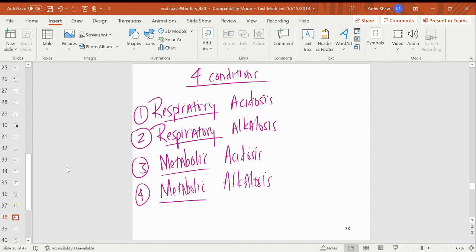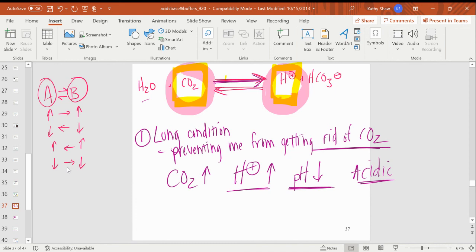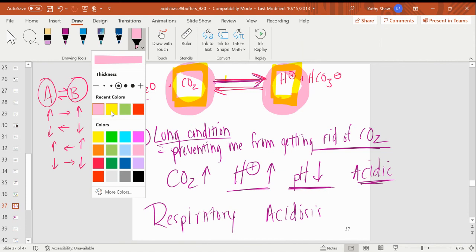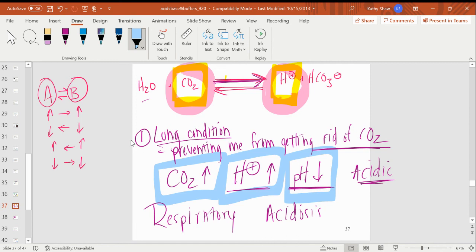So let's go back. I got too acidic. So this is my acidosis. My problem was a lung condition. So this is my respiratory acidosis. So if you go to the slides at the end of the PowerPoint, you're going to find what causes respiratory acidosis. Carbon dioxide goes up, hydrogen goes up, pH goes down, I get acidic.